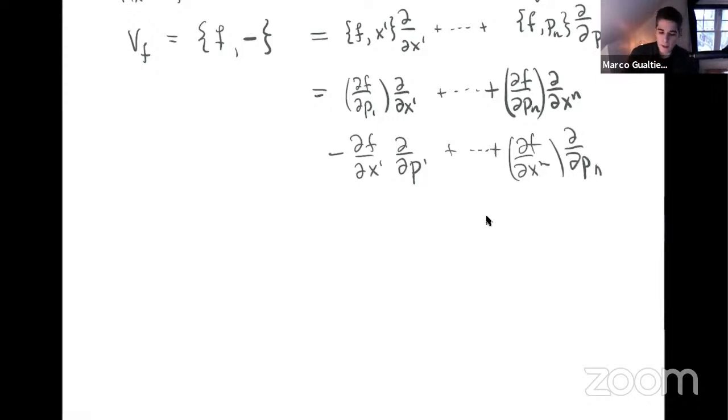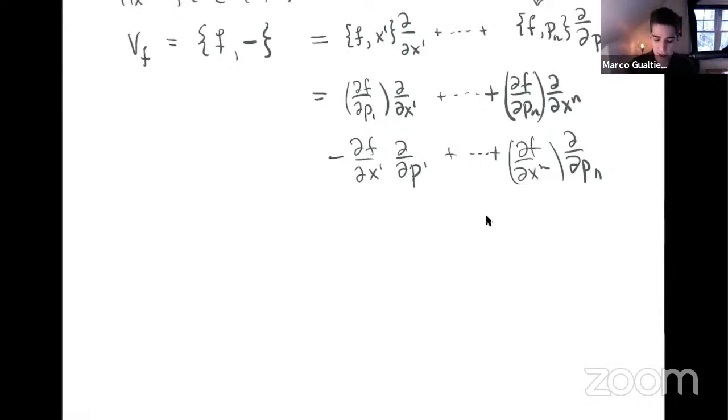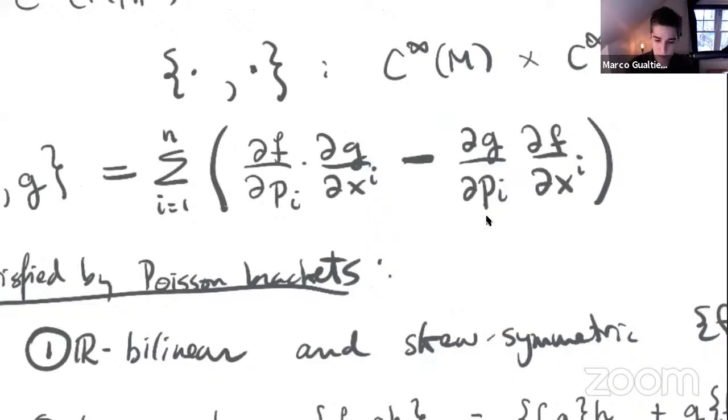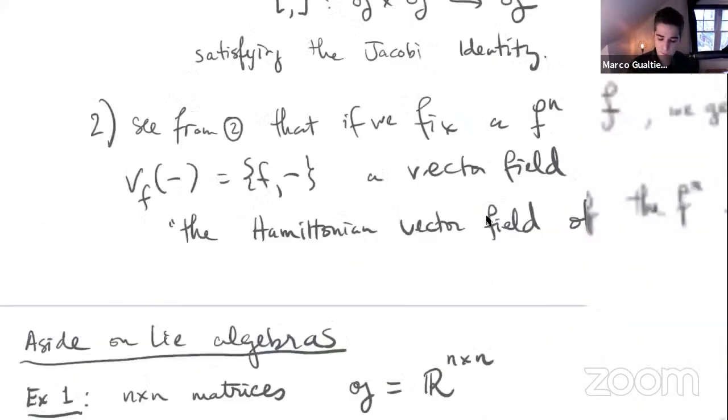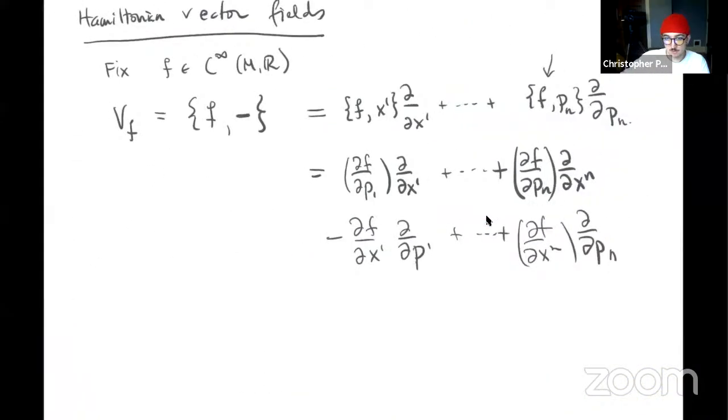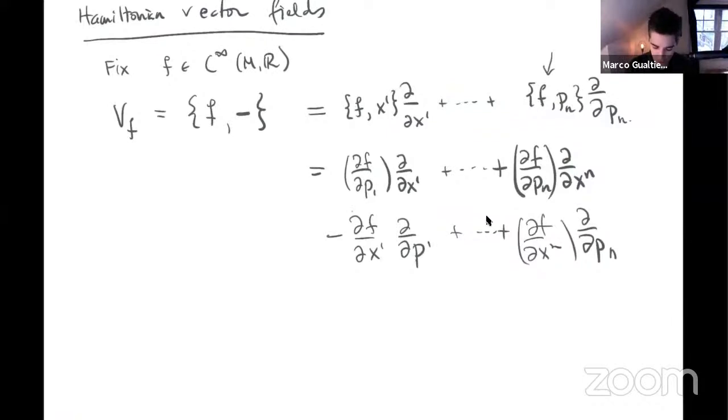Sorry, I'm using a certain convention where the x's have index up and the p's have index down. The reason for that is just because of this sum here. You see that the p's and the x's go together with the same index. So all those last terms should have minuses, right? Not just the first one? Yeah, sorry, yeah. There's a bracket here.